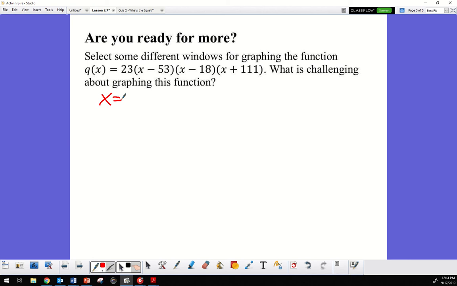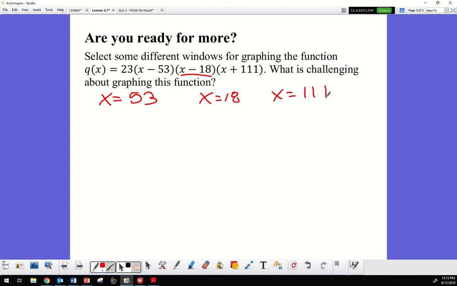All right, let's see. This first one right here, x minus 53, that's going to give me an x value of what? 53. What about this one? X equals 18, so it's going to be crossing the x-axis at 18. What about this one over here? What do we get? -111? Okay.